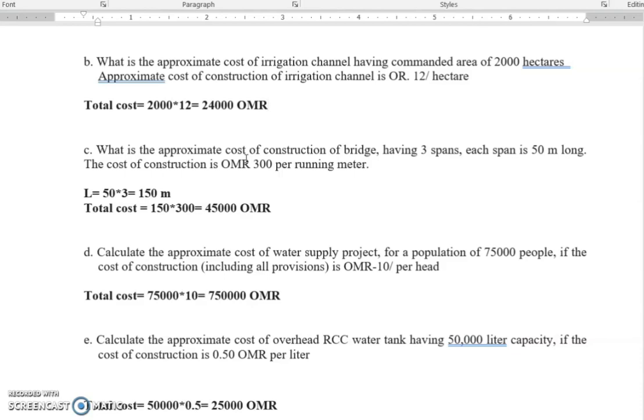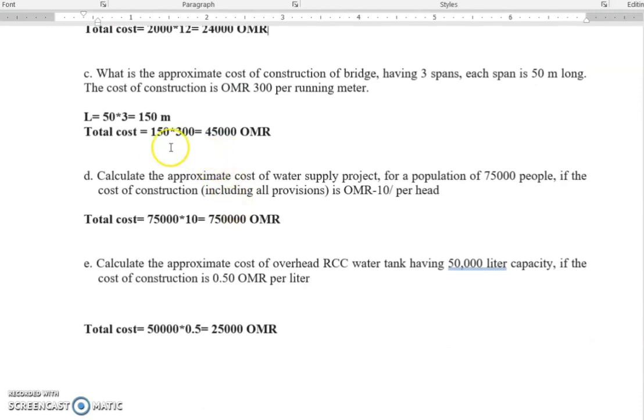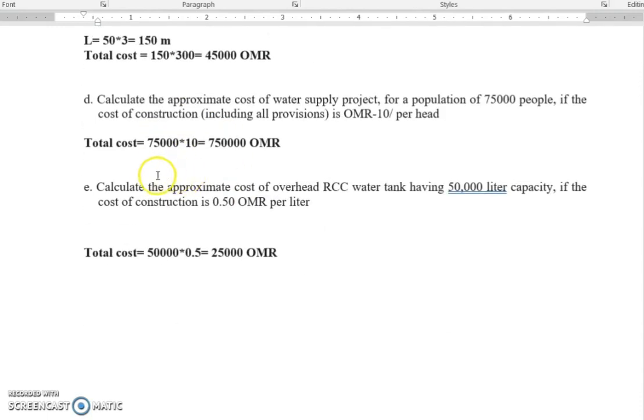طيب, what is the approximate cost of construction for bridge having 3 spans? Each span is 5 meter long. The cost of construction is 300 Omani Riyal per running meter or longitudinal meter. Okay, so we have 3 spans, each span 50 meter length. 150 meter, 150 meter into 300, we get 45,000 Omani Riyals.